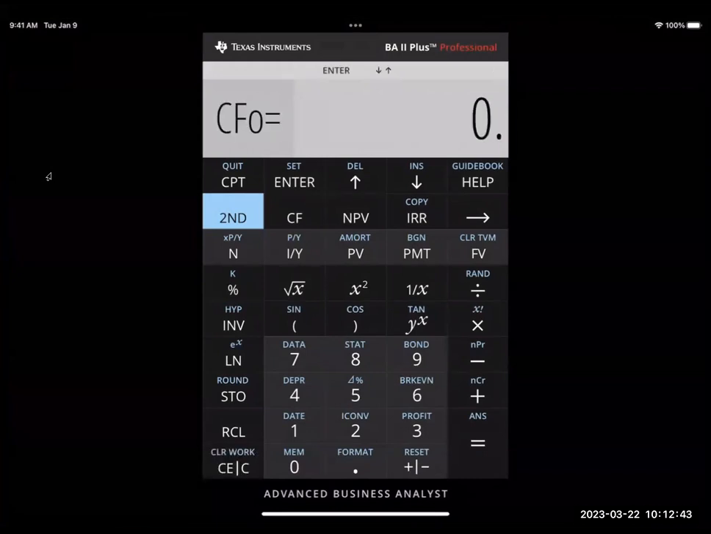So going to my CF keys, let's clear because there's something there. And putting in negative 200, and then 40. There's one of those, 30, one of those, 20, one of those, and 10.